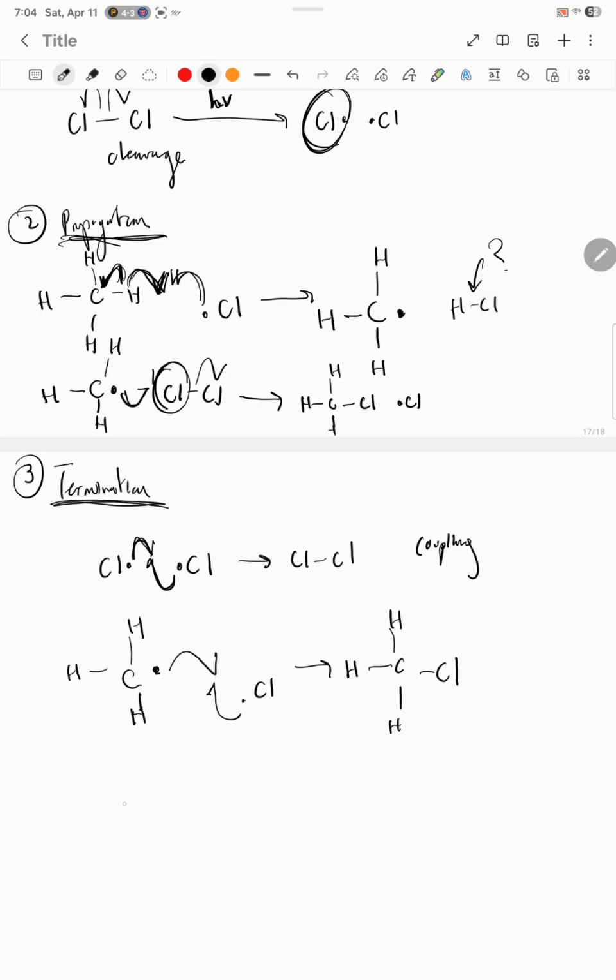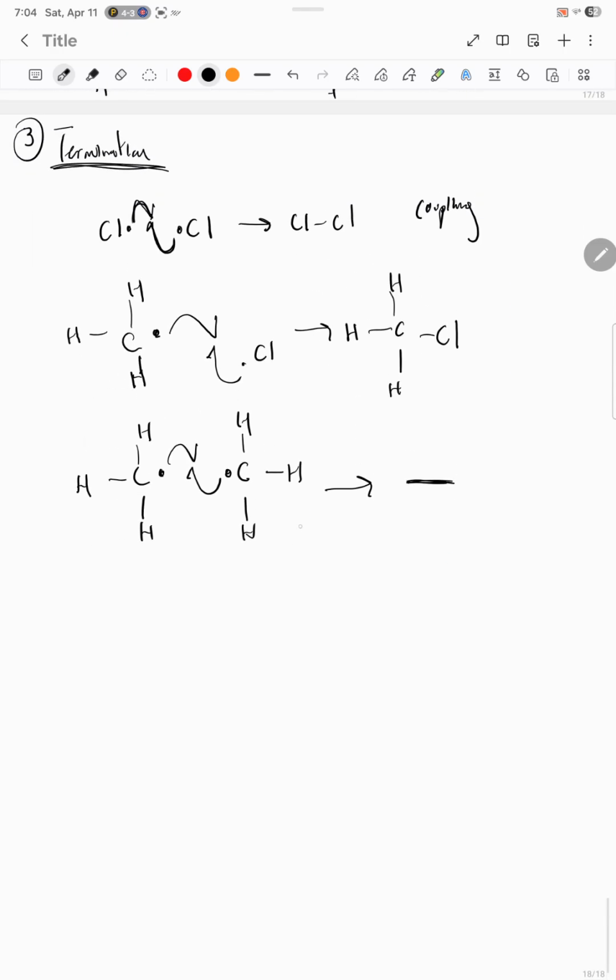Another possibility is using this methyl radical, we could couple these up and we get this new molecule, and this is just ethane. We get ethane if we couple those up.